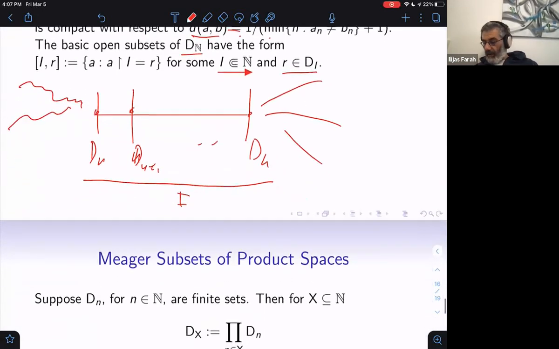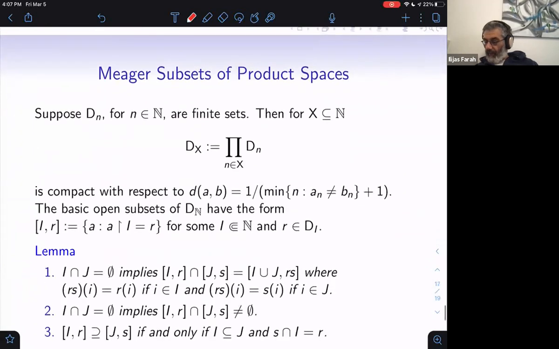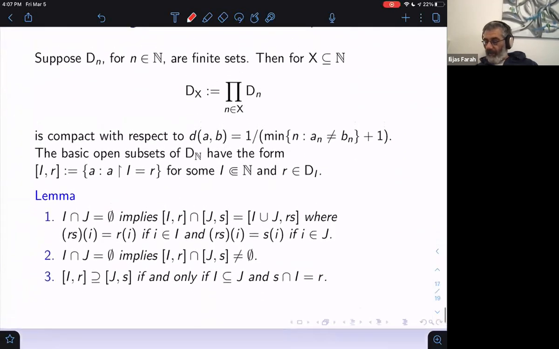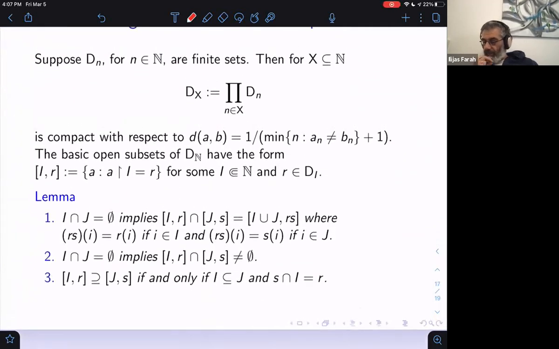Okay, so here is a lemma. Just a few observations about these. If intervals I and J are disjoint, then the intersection of these basic open sets is non-empty and of this form. You have I union J, and RS, it's really the concatenation of R and S.